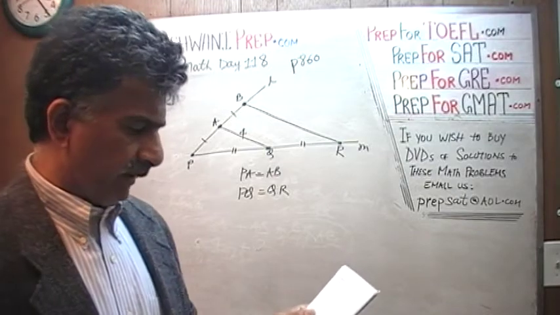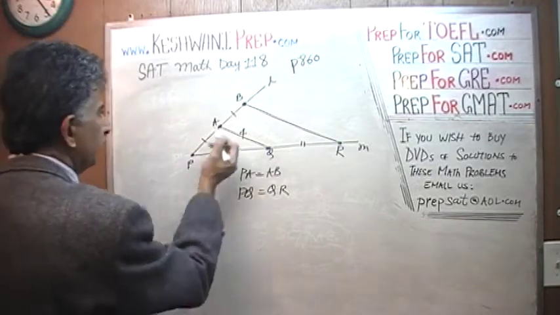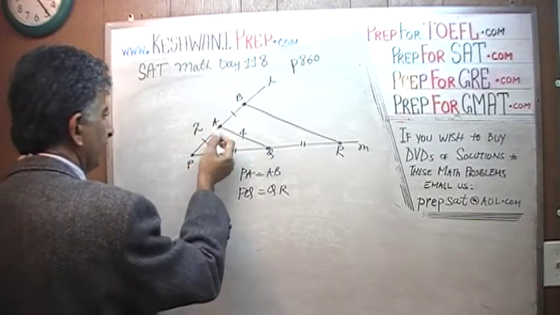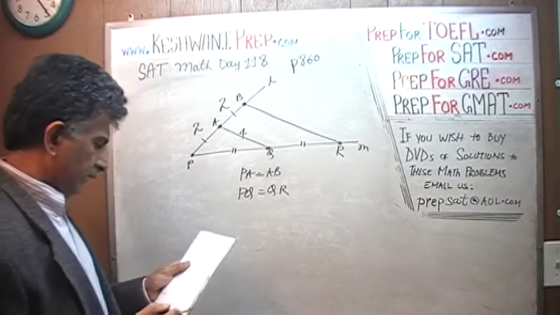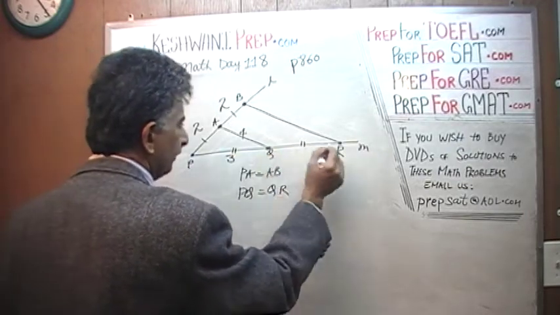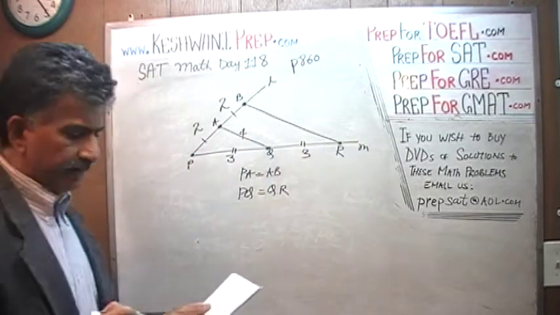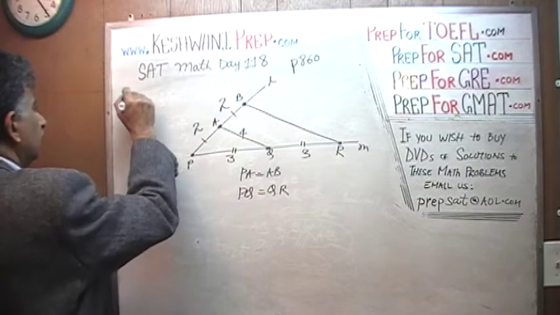Oh, sorry, I left something out, didn't I? P to B is 4. Oh, P to B is 4, which means P to A is 2 and A to B is 2. P to R is 6, which means P to Q is 3 and Q to R is 3. Now we are ready. The question is, what is the perimeter of QABR?